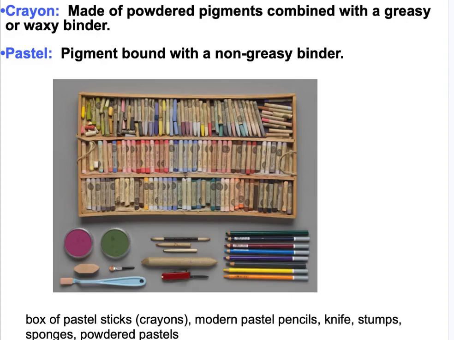So the big difference between pastel and crayon is that crayons have a waxy binder, and pastels don't. It's not greasy or waxy. It's more of just what we call gum, and it's just a thing that really makes it stick together. Sometimes sap is used, but it's not waxy. Now, crayons, like Crayola crayons you used as a child, are a form of this.